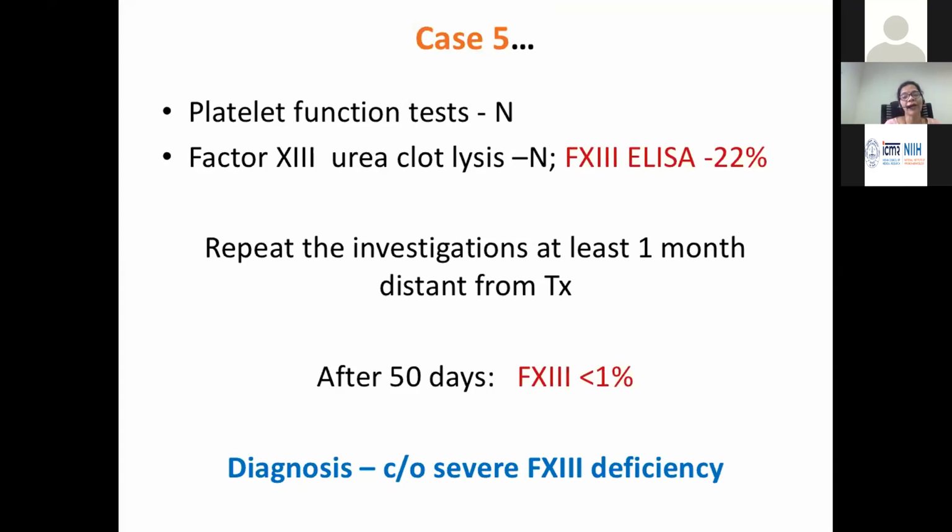Factor 13 has got a long half-life. So you need to wait for a month before you do the test to get the basal levels. So repeat the investigations at least after a month, distant from transfusion, and you get factor 13. If it's a congenital deficiency, you get factor 13 less than 1.